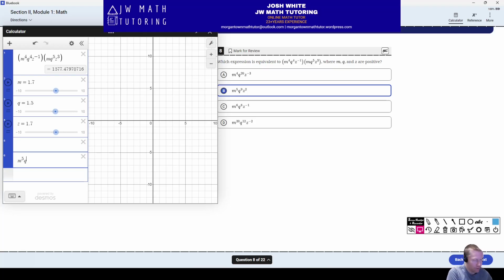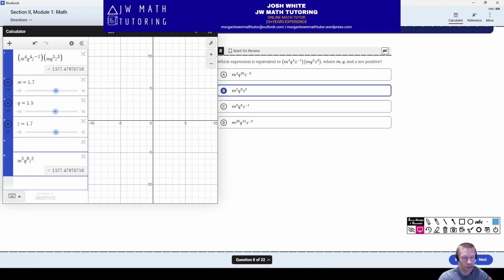So I'm not going to bother going through all of them, but I'll just show you. This one gives you the exact same number, 1577.479707, and so on. Okay. You type any of the other answer choices, the number is going to be different.